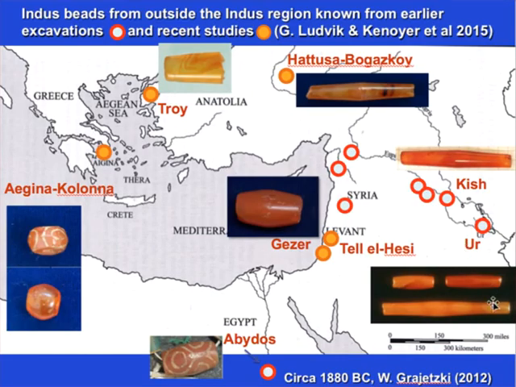We can also identify that carnelian styles of Indus beads were traded further to the west. So from Ur, from Kish, from Turkey, from Troy, from Greece, and even from Israel, and even in Abydos in Egypt, we have Indus beads going. And we will be reporting the results of these studies that we've done on Kish later on, as well as Tel Hessi, which is in the Near East.